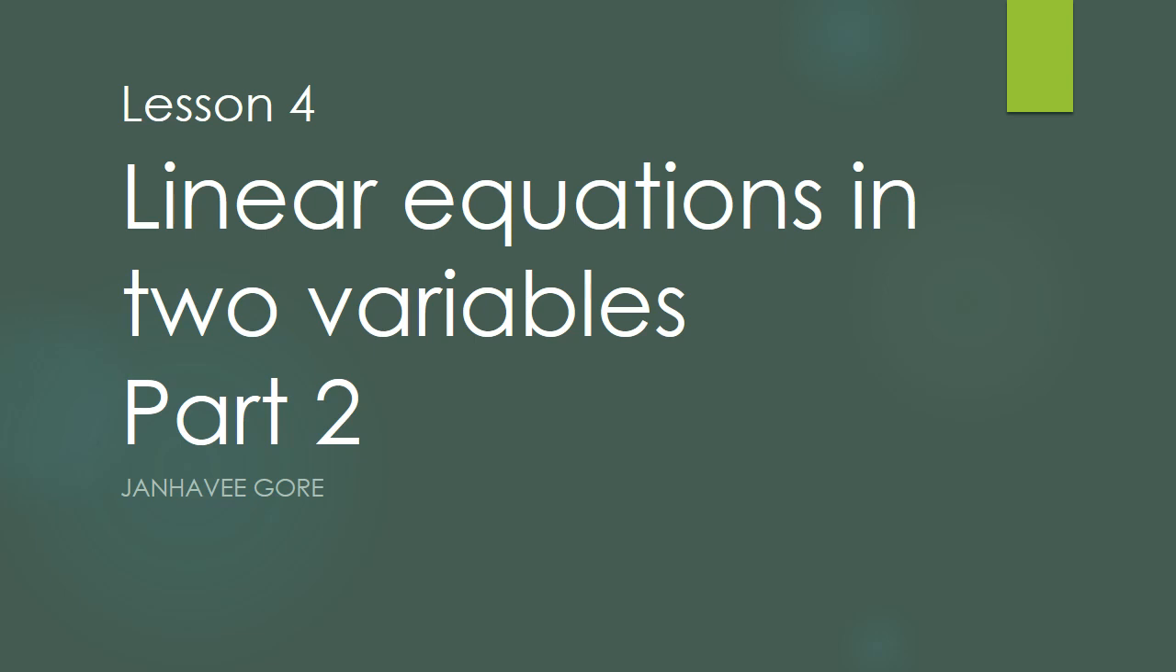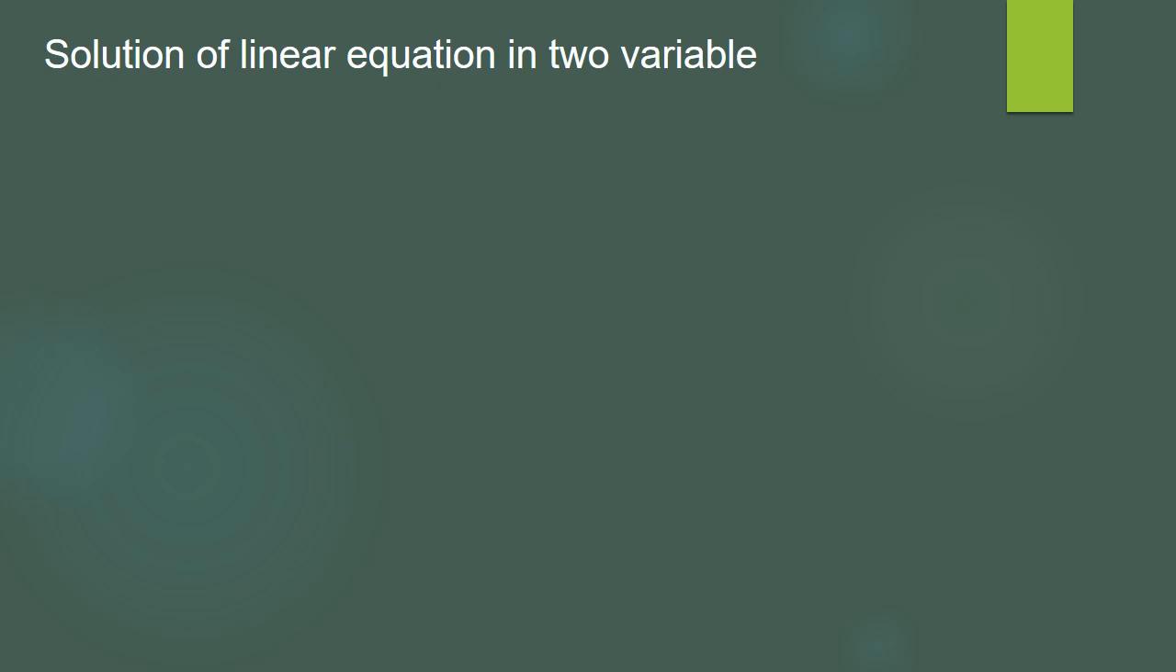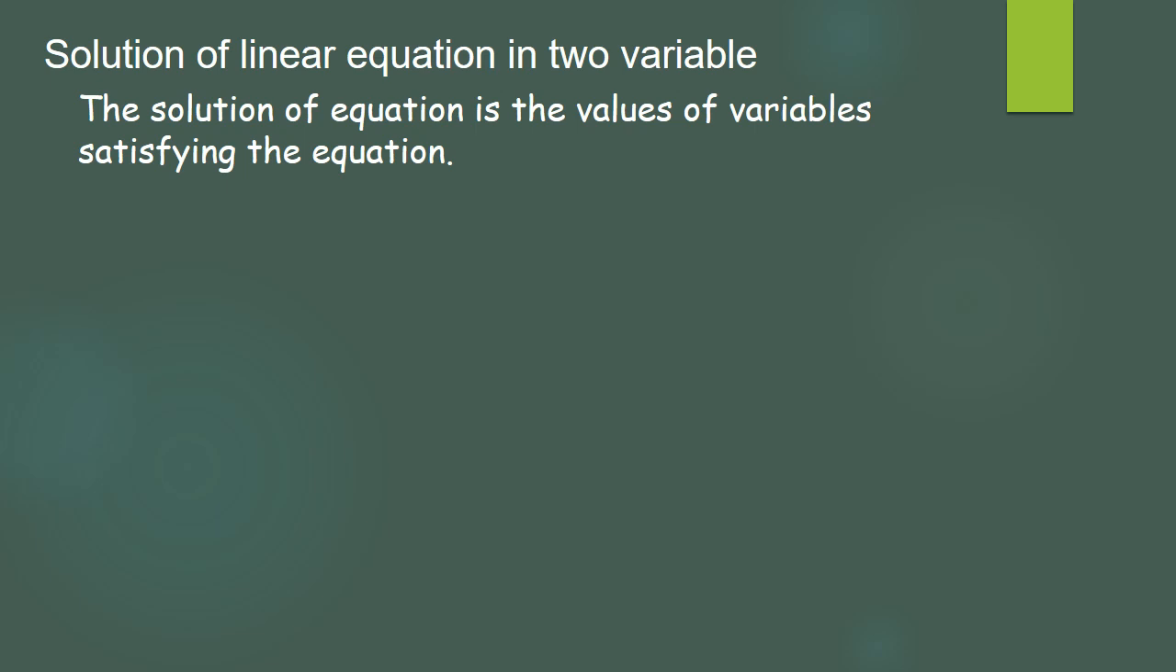So its standard equation is given as ax plus by plus c is equal to 0, where a, b and c are real numbers. Now we will try to find the solution of a linear equation in two variables. Before that, what is meant by the solution? Solution is the values of the variables satisfying the equation.